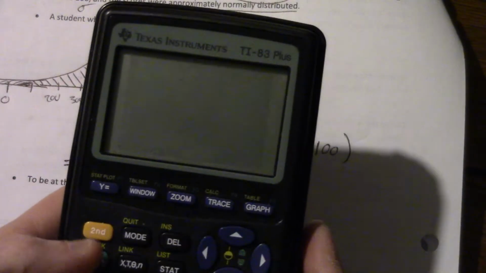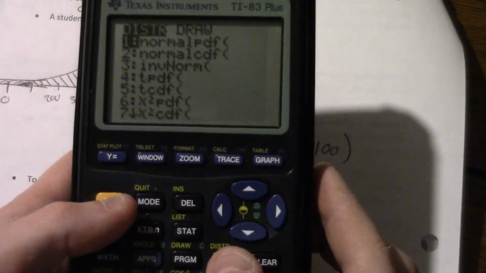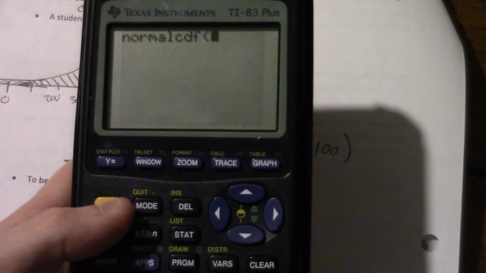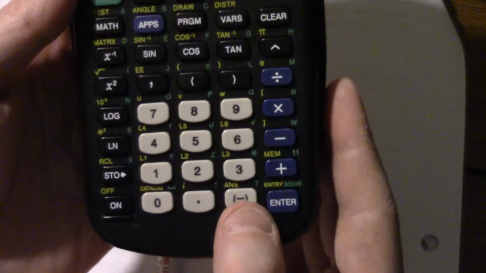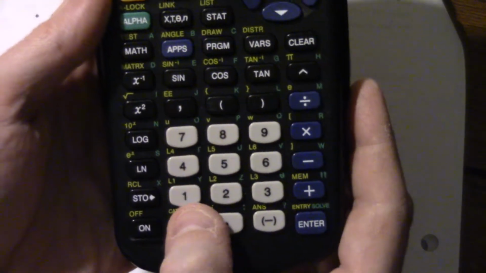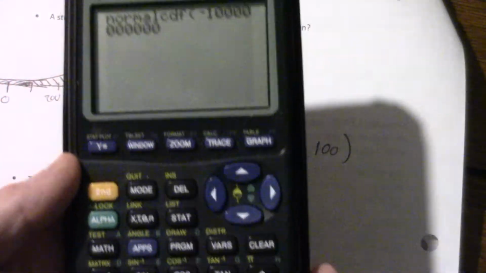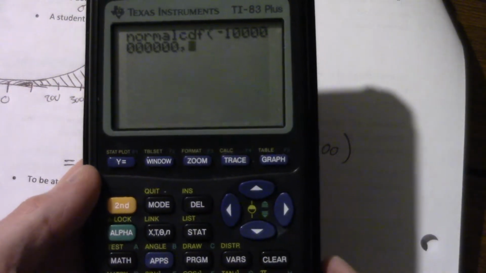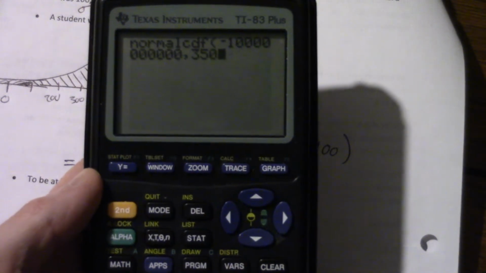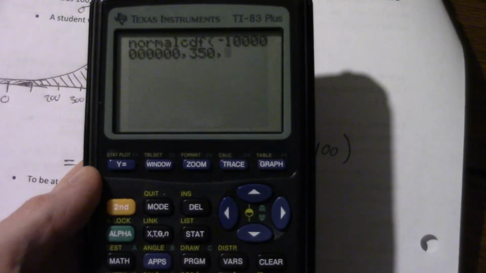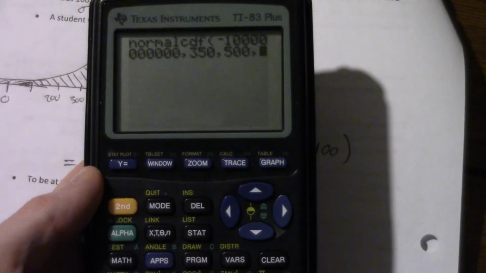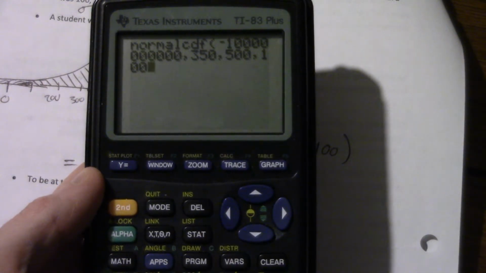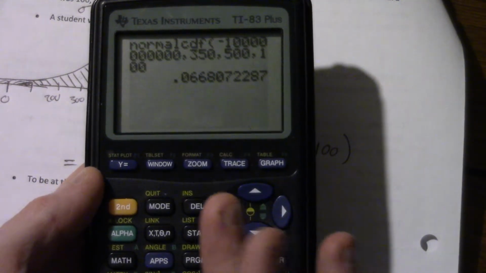So we'll press second vars to get to the distributions. We want normal CDF. So now we want to indicate a negative infinity. So I want -1 bajillion, comma, then I'm ending at 350, comma, my mean is 500, comma, standard deviation was 100. Press enter, and there you go.